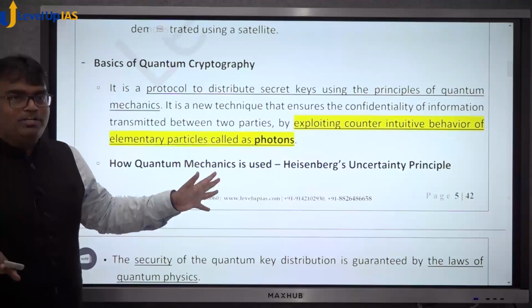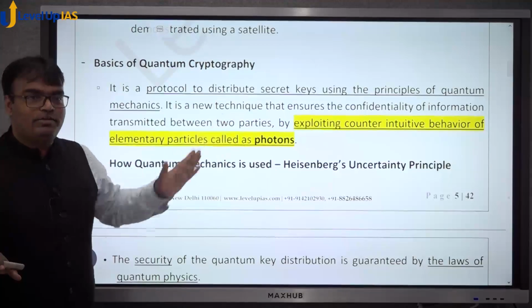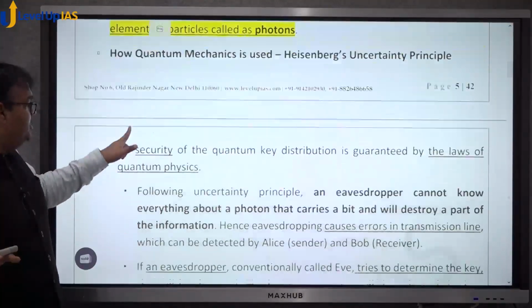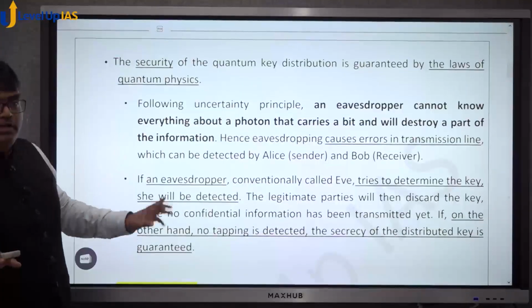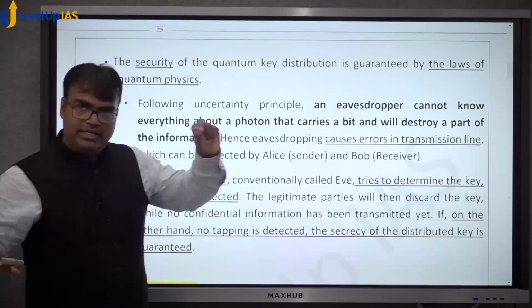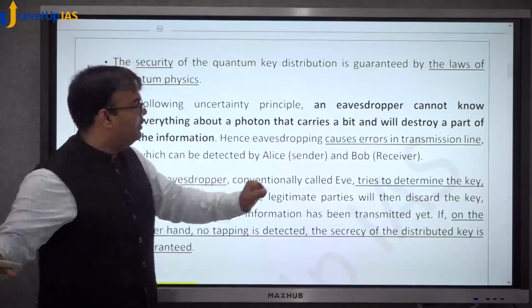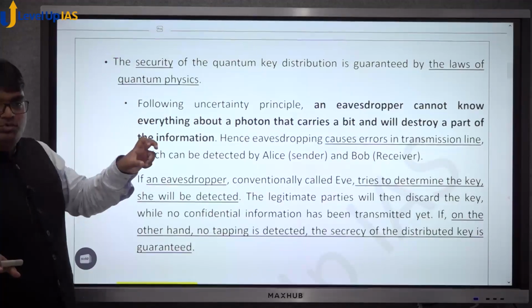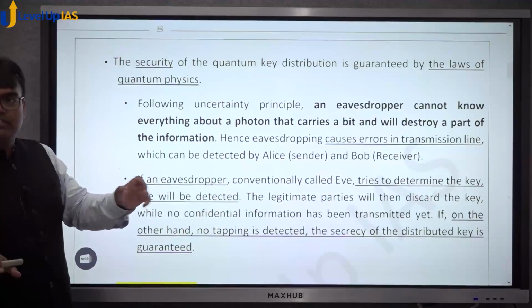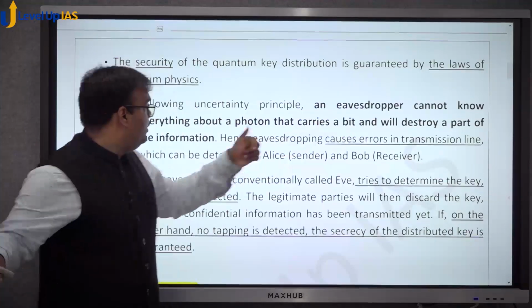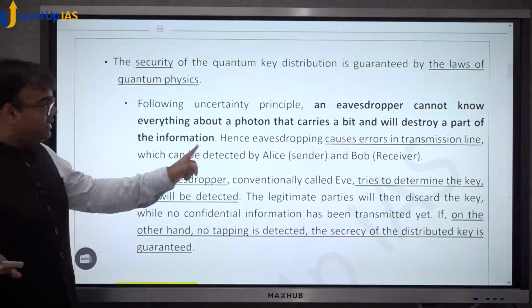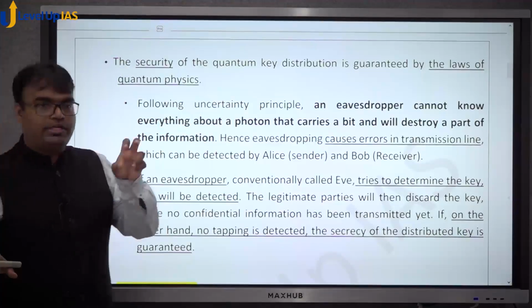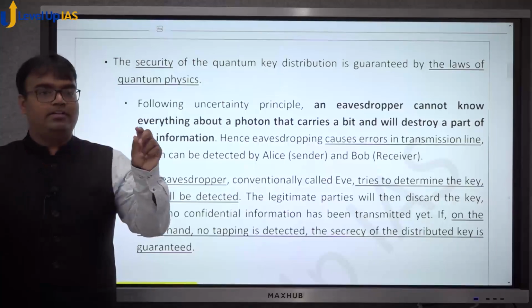So this quantum cryptography exploits this quantum intuitive behavior. How is quantum mechanics used? It uses the Heisenberg uncertainty principle. If information is sent on a photon and the eavesdropper tries to read the message, reading the information would destroy a part of it. Hence, eavesdropping causes errors in the transmission line. Anyone who's trying to read the message would cause an error in the transmission line.